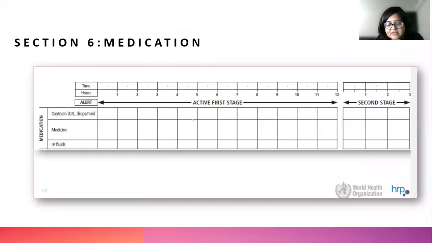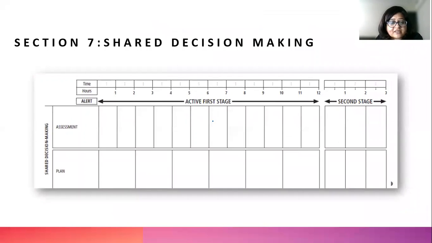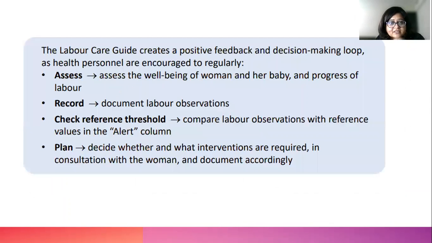Section 6 is medication. I won't go into this. Section 7 is important. This is a new one, shared decision making. So what was your assessment and what is your plan? This has been briefly described in these words. So what will you do? You will first assess her, then record the observation on the labor care guide, check the reference threshold by seeing the alert column, and then make a plan.